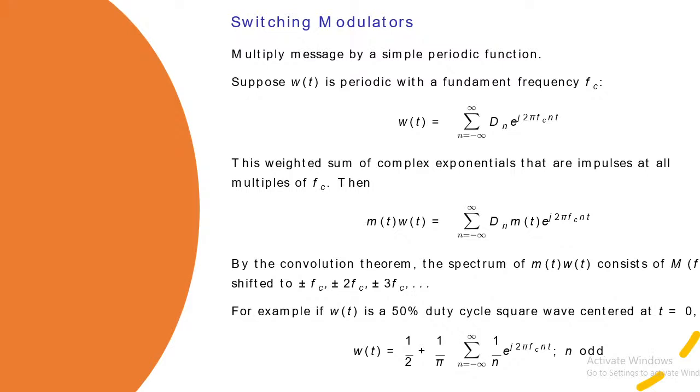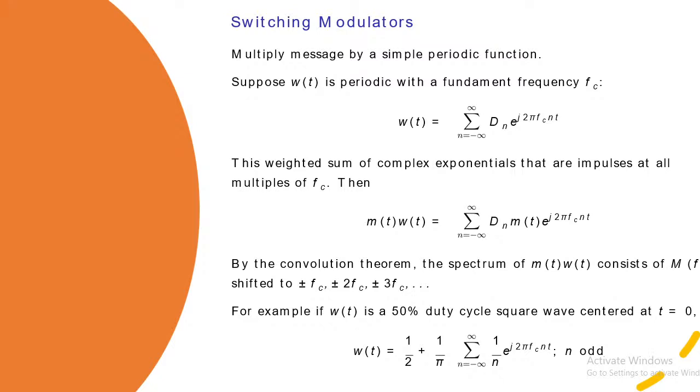Then w(t) can be represented in terms of Fourier series as the summation over n from minus infinity to infinity of dn exponential j omega c n t. That is how you expand w(t) in Fourier series. This is a weighted sum of complex exponentials. The weights are dn, and exponential j omega c n t is a complex exponential. So those are weighted and added. So these are all impulses at all multiples of fc.